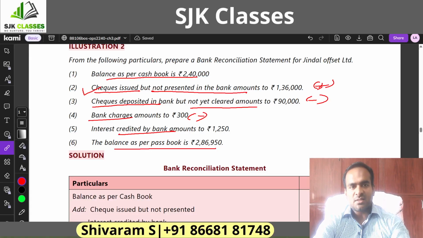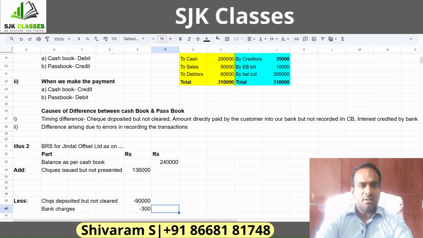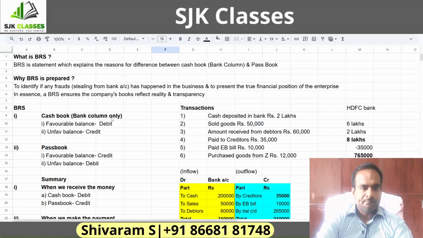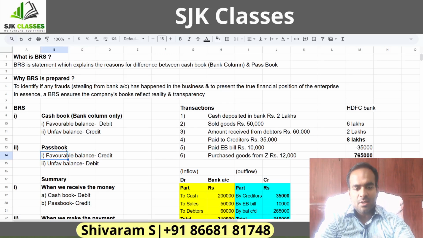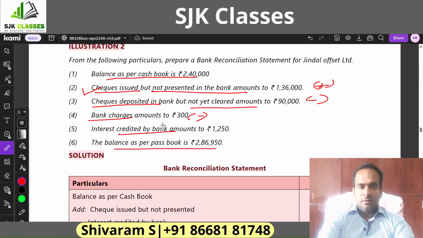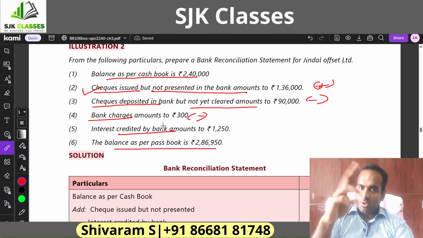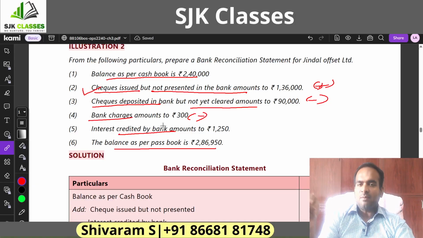So just now we discussed bank credit, what is the meaning? Bank means they are in control of passbook, no? So bank means we're talking about passbook. Passbook credit means it's a favorable transaction, meaning it's a case of receipt here. Whether interest is a case of receipt or payment, both possibilities are there. But credited by bank means it's very clear we are receiving the interest. So interest credited by bank amounts to 1,250.